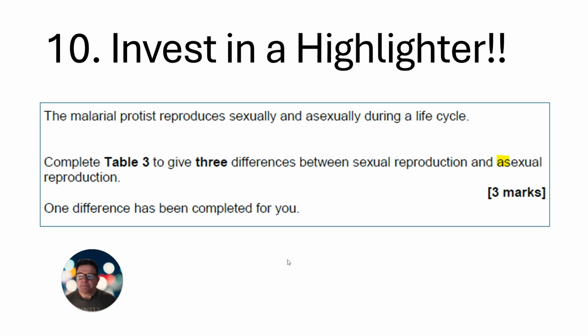Number 10. Yes, invest in a highlighter. Here is an example of using your highlighter. A highlighter is really useful for pointing out the key factors in a question. So what does it want me to do? I need to give 3 differences.